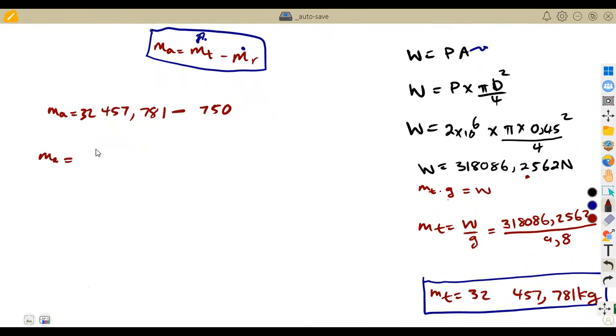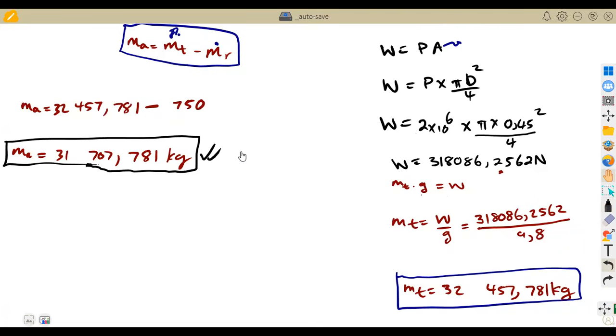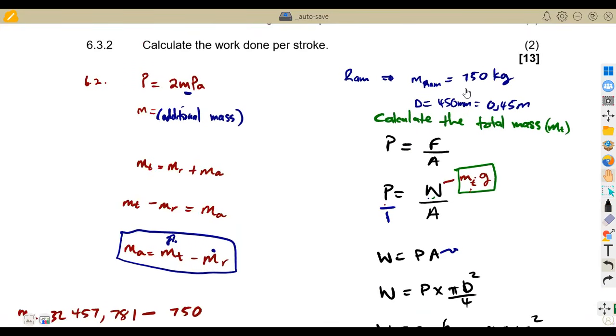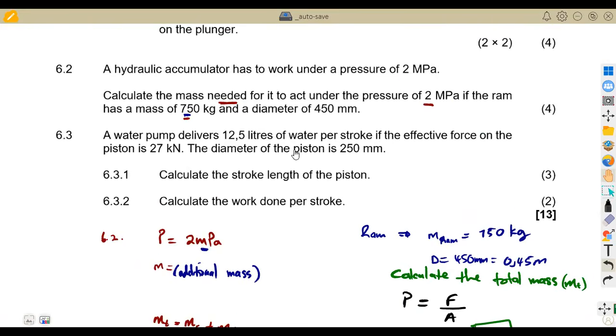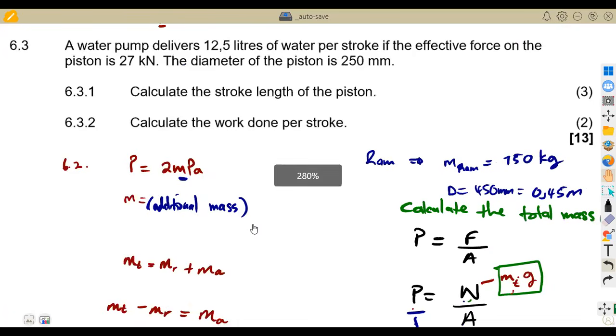So our additional mass is 31,707.781 kilograms. This is the one that we need in order for this accumulator to operate at a pressure of 2 megapascal that we are given. This is the additional mass that we are supposed to add to the one that we had before of the RAM, so that it operates at 2 megapascal. All right, so that's it for marks, which is just an understanding. If you work out your questions properly, you'll see that it's one and the same.